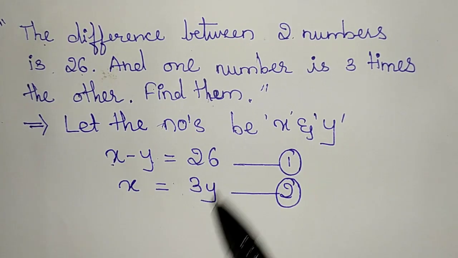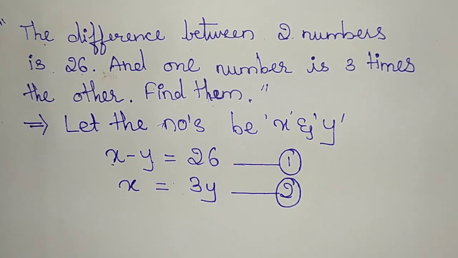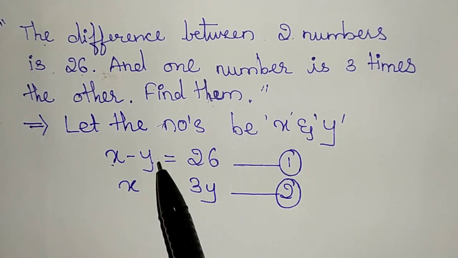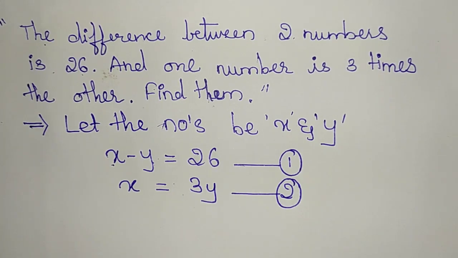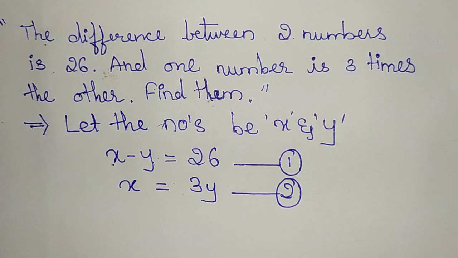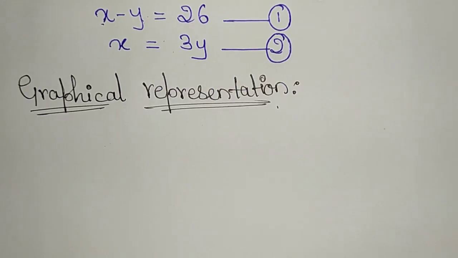There is something you need to understand before we move on to the solution part, and that is how to represent the equations geometrically or graphically. Representing geometrically also means representing the equations graphically. We have our two equations, that is x minus y is equal to 26 and x is equal to 3y, and now let us look at the geometrical or graphical representation.